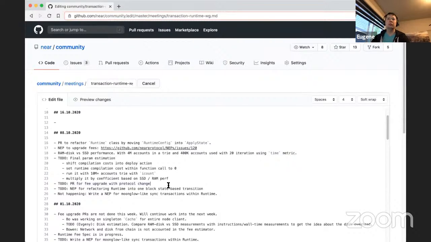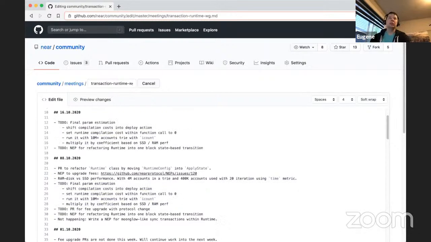Okay, to do. So I haven't started this, but we'll start soon. This is the app. I haven't done it, so let's transition this one so I don't forget. This will be done after we have all things ready. This is done. So runtime config was moved to apply state.